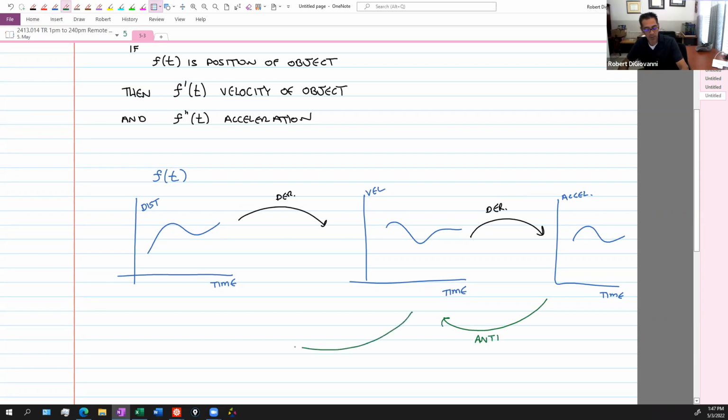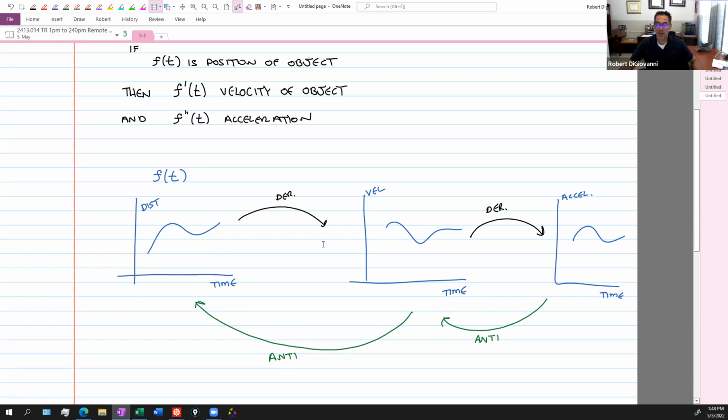And if we go backwards from velocity, we should be able to do the antiderivative and get position, right? But we know it's not that easy to go backwards, because when you go backwards, you have a family of functions. So we have to nail it down somehow, which means you have to give me some more information to go back from velocity to position.